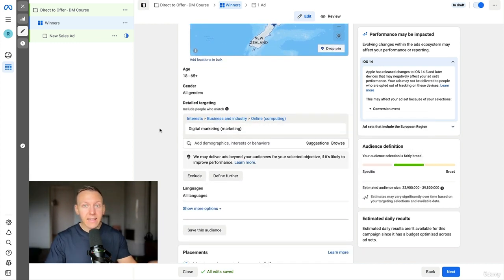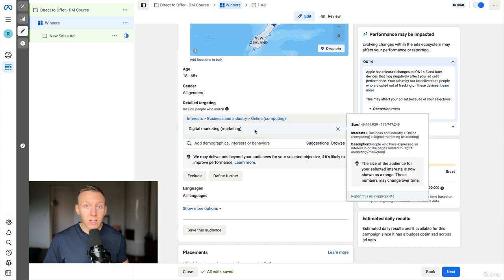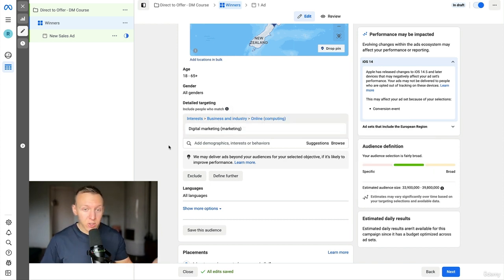Facebook knows that if they let their algorithm loose without any interest points that they can find through their own data, without limits, they are going to have much better results than if we limit the algorithm with our own targeting. So what we're going to do is not use any targeting at all. Now, I just want to show you how this works, though.